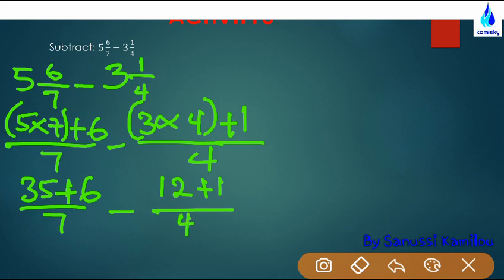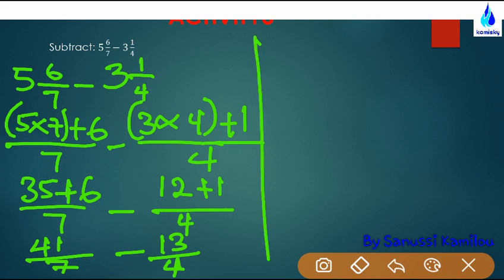So now from there you should be able to get the addition that we have done at the top. So 35 plus 6 will give you 41 out of 7 minus 12 plus 1, 13 over 4. Very good. You did very well. So from there, we shall base on this one and continue. So ask yourself, 41 out of 7 minus 13 out of 4.